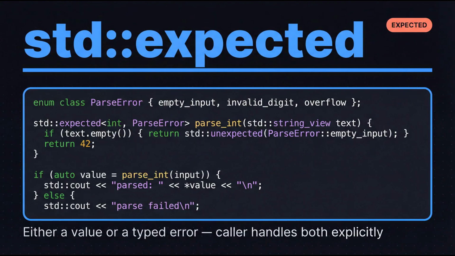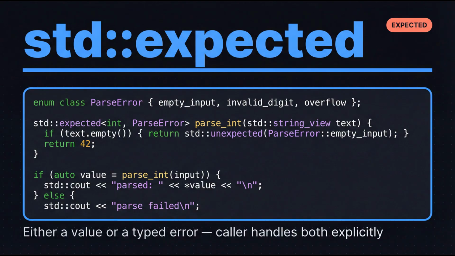Expected is the most powerful of the 3. It holds either a value on success or a typed error on failure. We define a ParseError enum with 3 cases: empty input, invalid digit, and overflow. The function parseInt returns expected<int, ParseError>. If the input is empty, we return std::unexpected with the specific error. Otherwise, we return the parsed value.